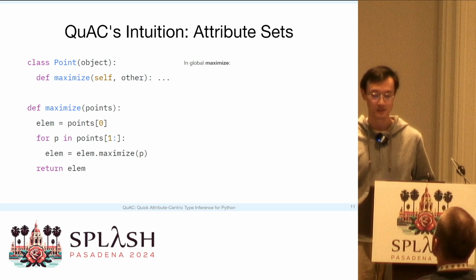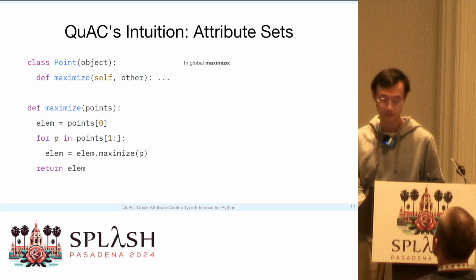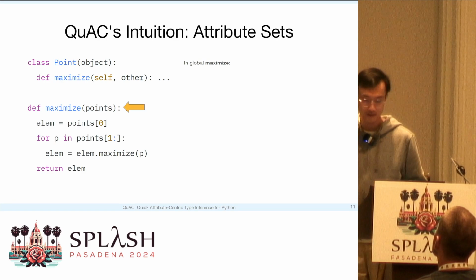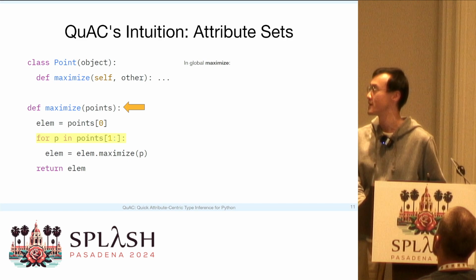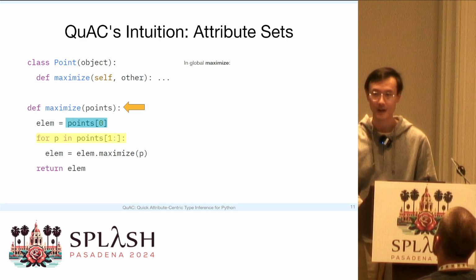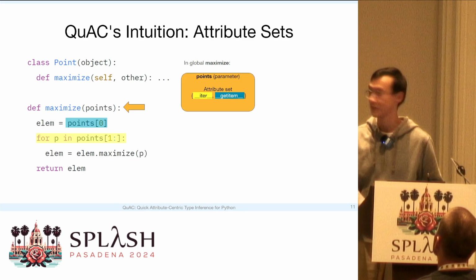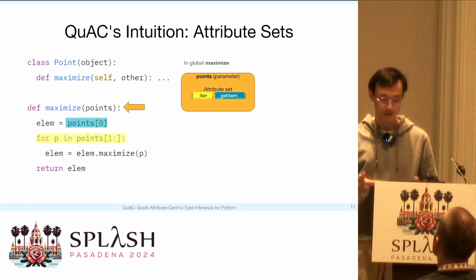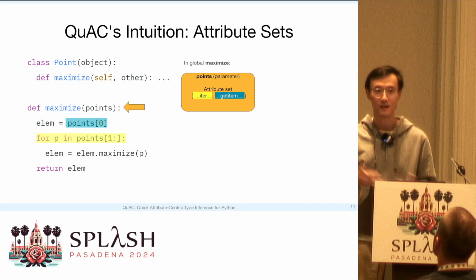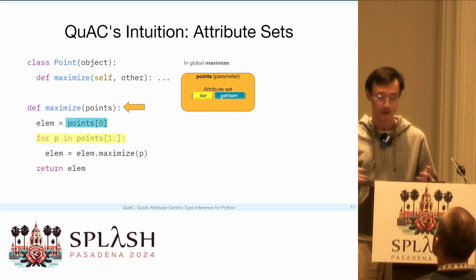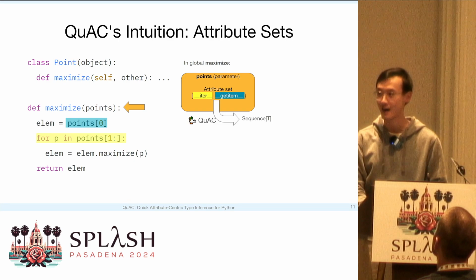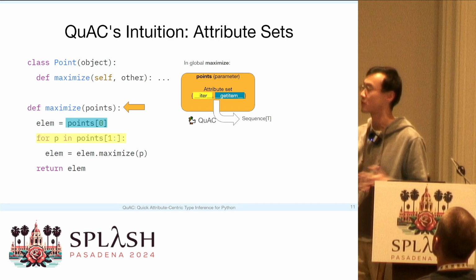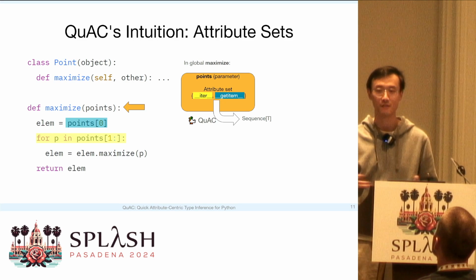So QuAC determines the type of variables based on the attributes that are accessed on them. In the global function maximize, we can observe that the parameter points accesses the __iter__ method for iteration on line 10 and the __getitem__ method for indexing on line 9. Thus, it has the attribute set {__iter__, __getitem__}. Based on this attribute set, the parameter points could be something like a list, a tuple, etc., and Python's typing module defines a Sequence protocol that covers all such cases. And our method, based on this attribute set, can correctly predict that points should be of class Sequence.